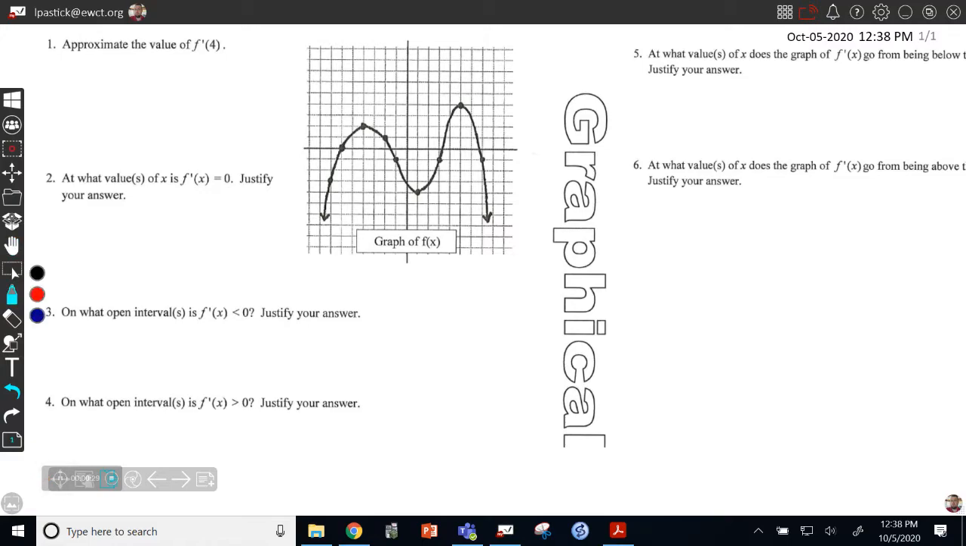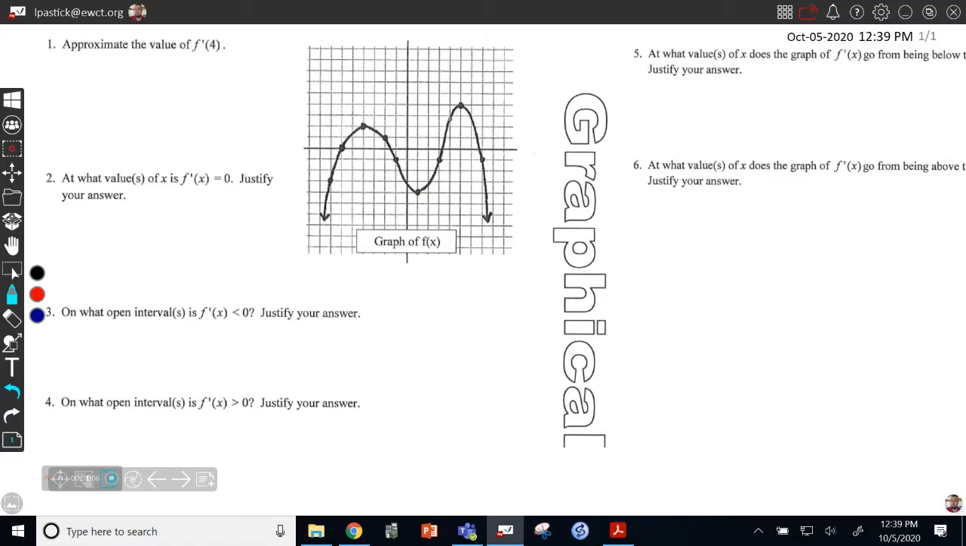So the first problem wants us to approximate the value of f prime of 4. That's asking for the value of the derivative at x equals 4, which is the same as asking for the slope of the tangent line drawn to the original graph at x equals 4. Looking at this graph, it's about right there, and there isn't a really nice set point there, so if I were to draw the tangent line, I probably wouldn't have a great idea of how to draw it exactly.